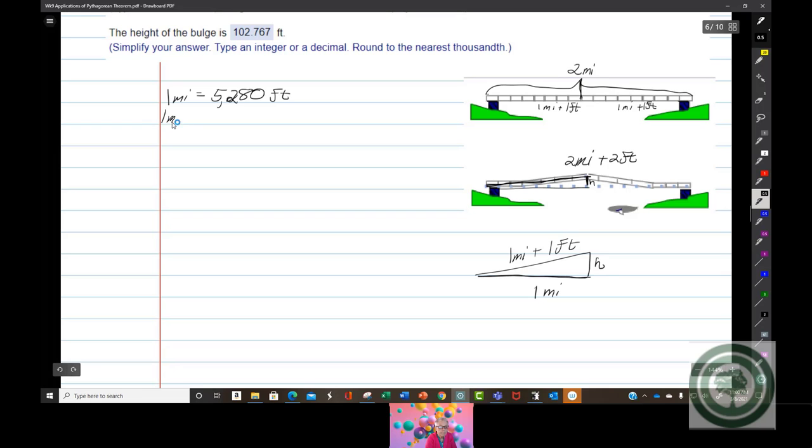So 1 mile plus 1 foot is going to be 5,281 feet. So here we go. We've got this triangle, badly drawn. This is 1 mile, 5,280 feet. We've got a height, and this is 5,281 feet.